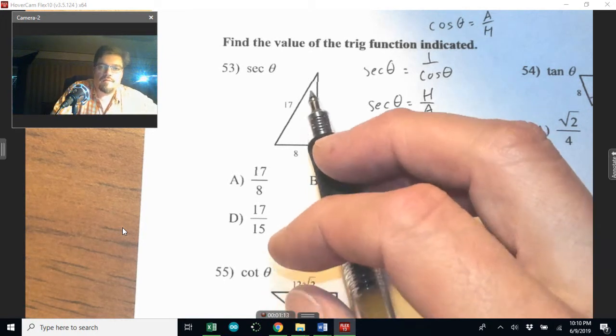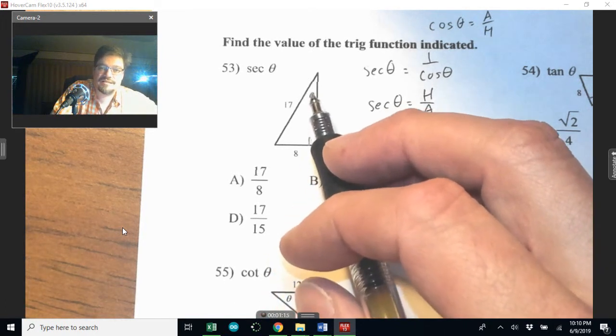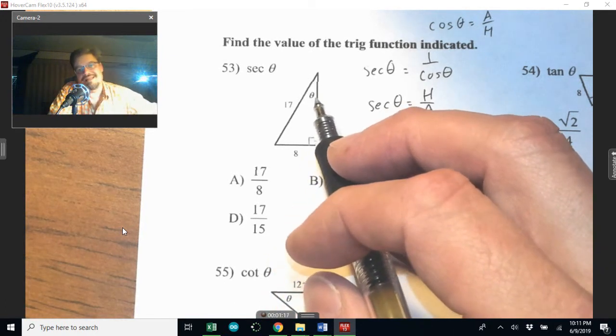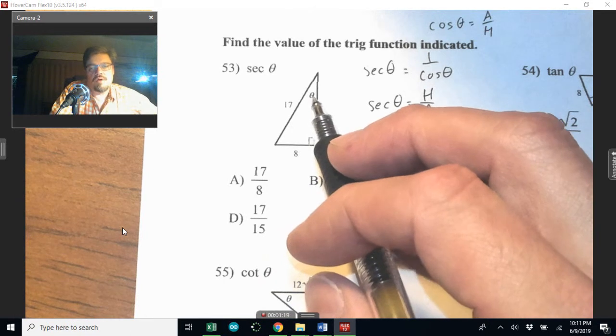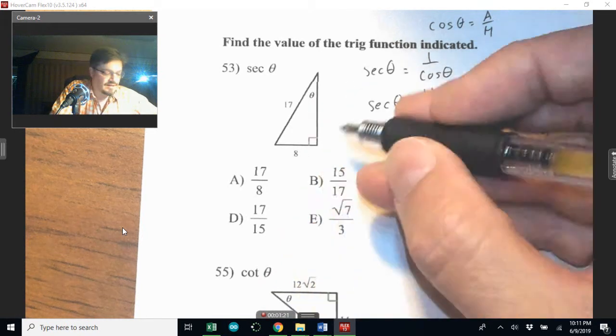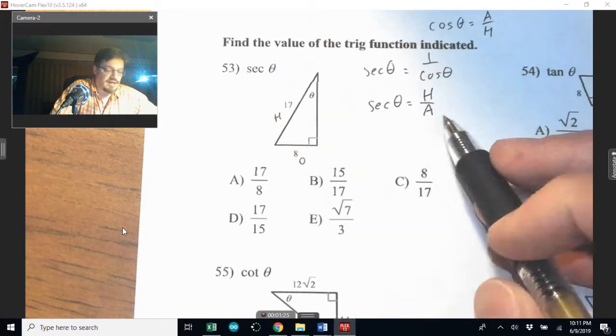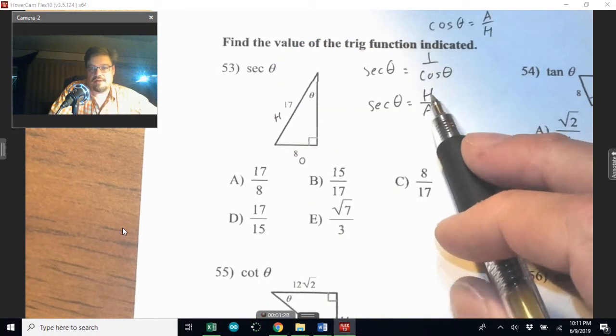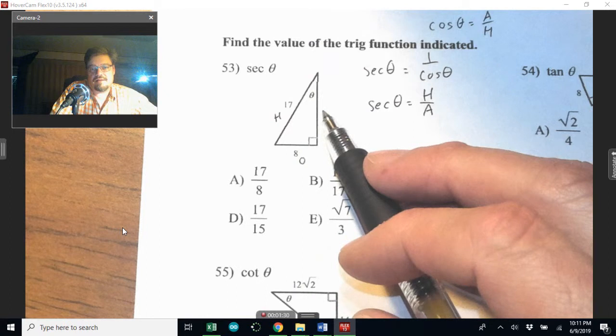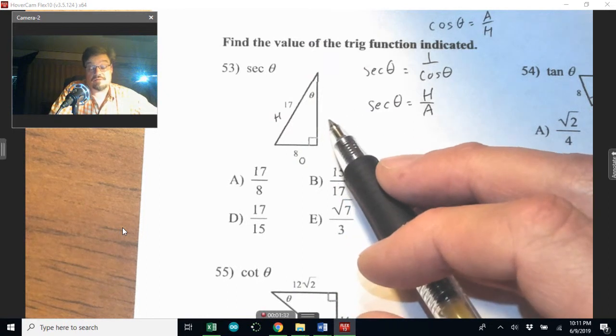Now, we are looking from theta here. Theta was specifically labeled in this top corner. So when we look from here, we see that that's the O, the opposite, and this is the h. Now, we need the h to find secant. We got it right here. But we do need to find the adjacent. So we're going to have to take an extra step.